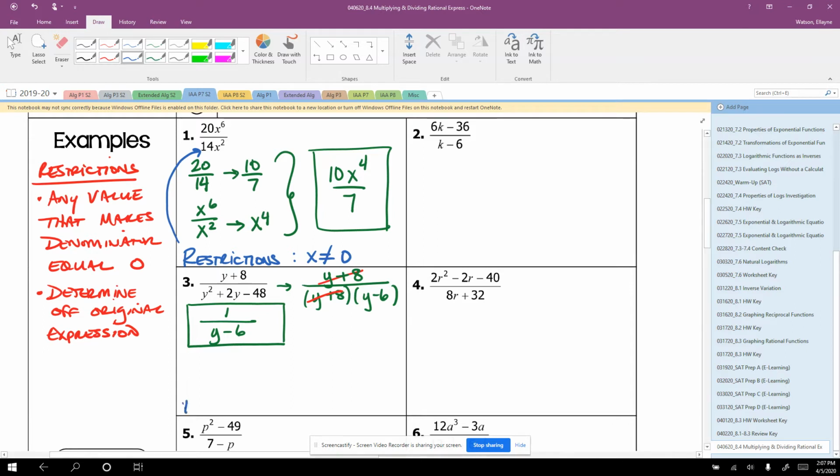Okay, and then if we talk about restrictions, y cannot equal... now I would look to the factored form, which is still the original form, but now it's factored and a little easier to see. So before we cancel out the y plus 8, set each of those, y plus 8 and y minus 6, equal to 0, and solve. And you're going to get y cannot equal negative 8 or positive 6.